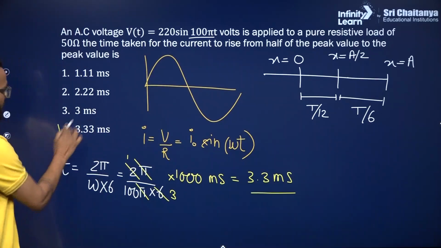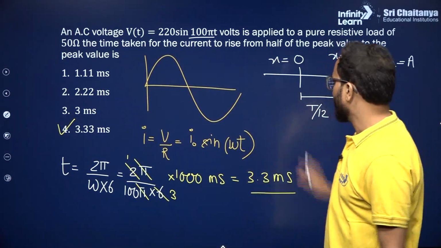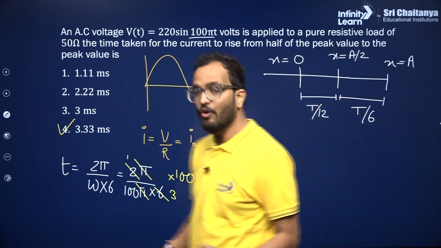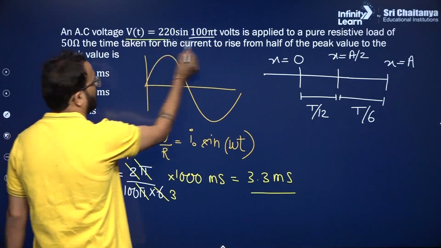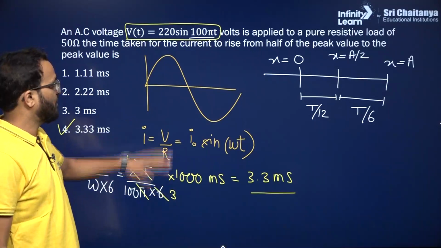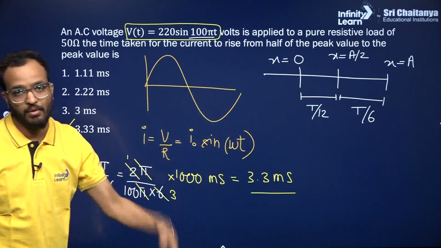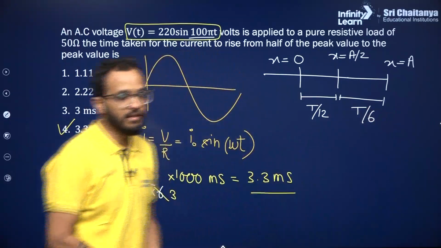So which option is correct? 3.33, fourth option is correct. Is it okay? Do you understand? So use this concept. Otherwise, if you really want to know, sir, what is the actual method? See, find out the value of current and then put values at what time it is becoming half, at what time it is becoming full, then subtract the time and get your answer. Otherwise, remember this. This is the best trick, right?